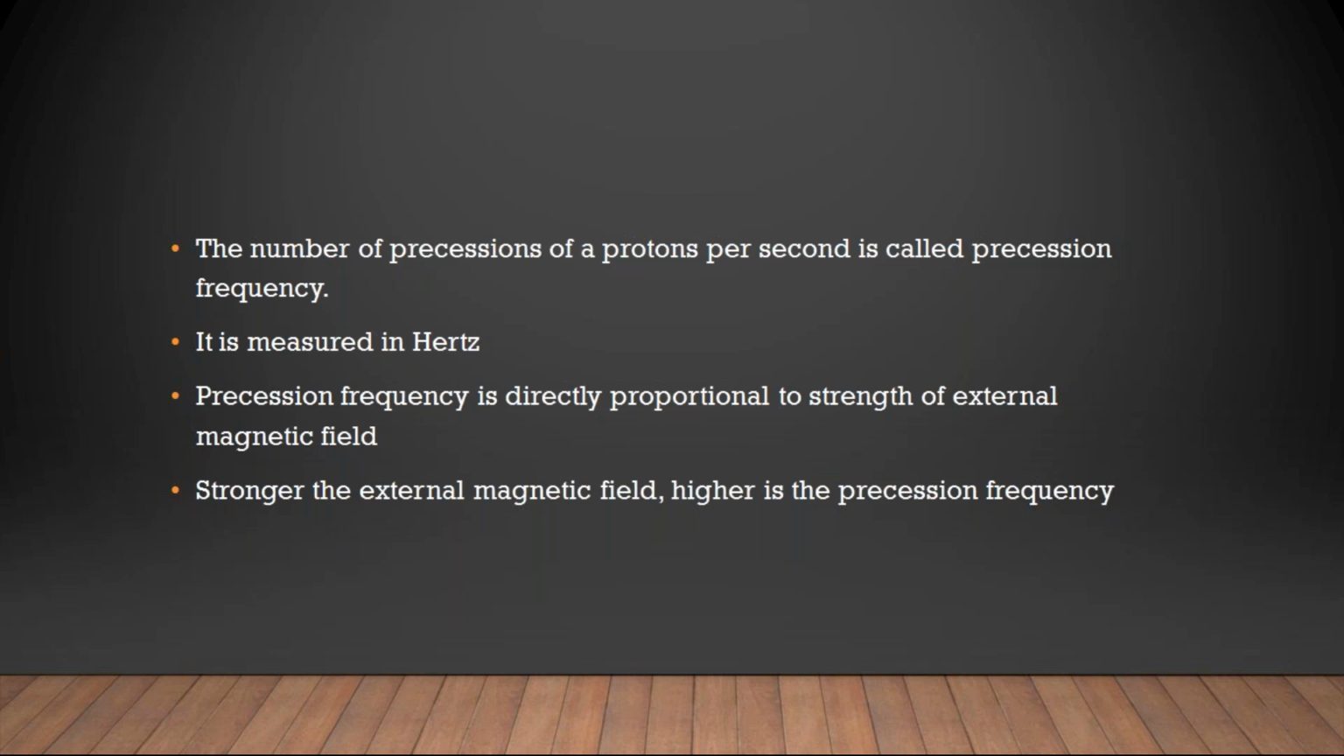The number of precessions of a proton per second is called the precession frequency, which is measured in hertz. Precession frequency is directly proportional to the strength of the external magnetic field. The stronger the external magnetic field, the higher the precession frequency.